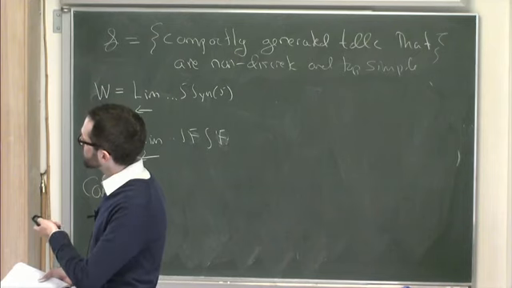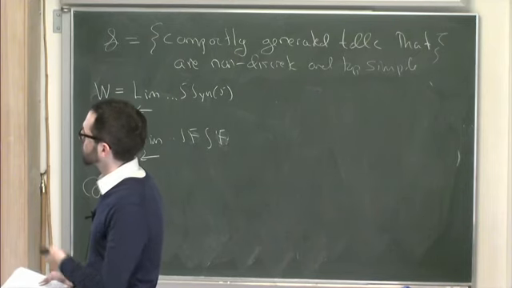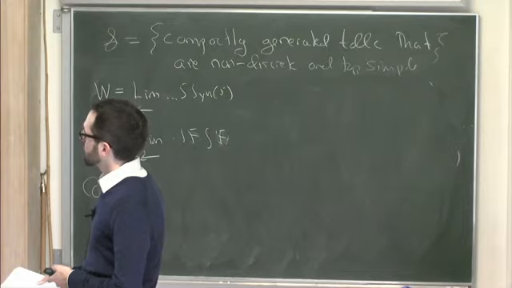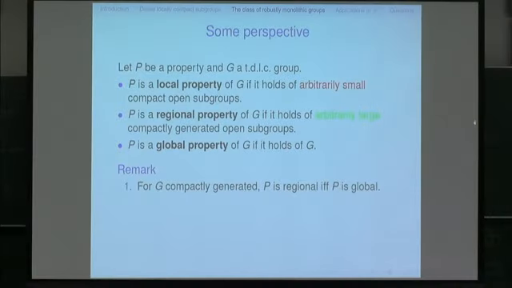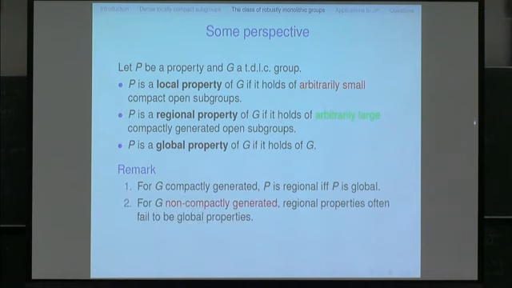So this regional property is somehow in between local and global. A few remarks about this. If you have a compactly generated group, then regional is equivalent to global, that is, there is no difference between these because of this "arbitrarily large" condition. If it holds of arbitrarily large compactly generated open subgroups and your group is compactly generated, it has to hold of your group. On the other hand, for non-compactly generated groups, we start seeing a difference here, and this starts being an important distinction between regional and global.